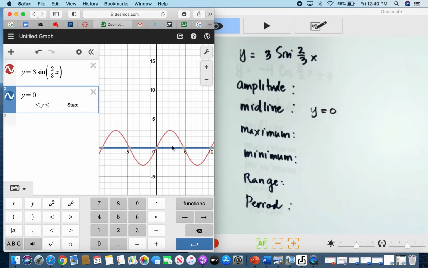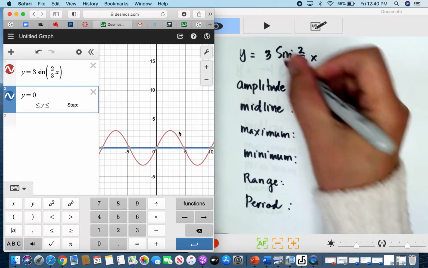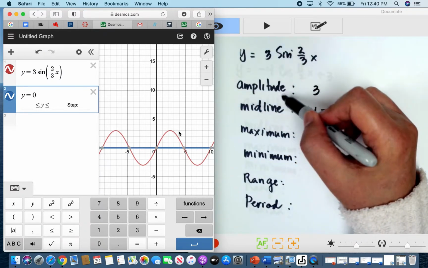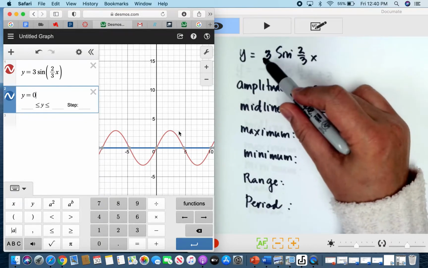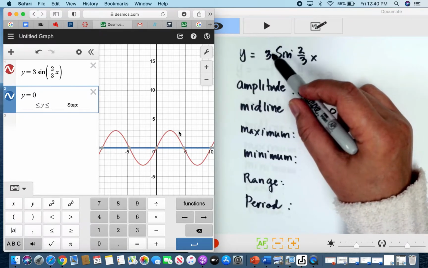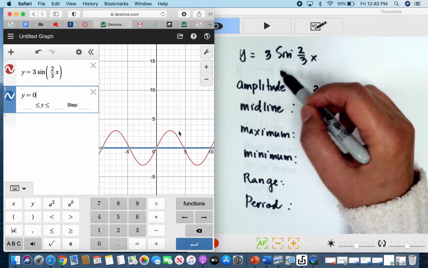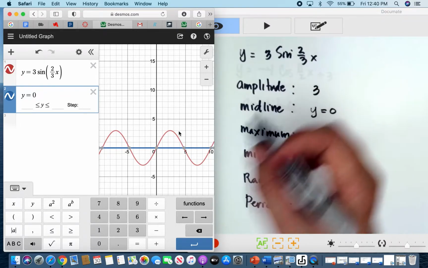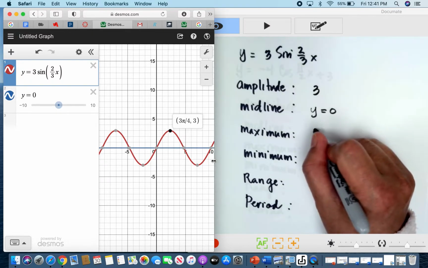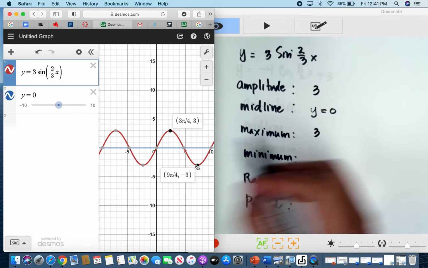So you have the amplitude, that's the distance between the midline and the highest peak of the graph, and that's actually 3. Now, from the equation, you will see that this number will be that. And remember that the amplitude is always positive. It is only negative when it's reflected, but the amplitude remains the absolute value of the number in front of your function.